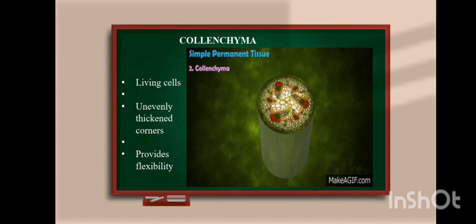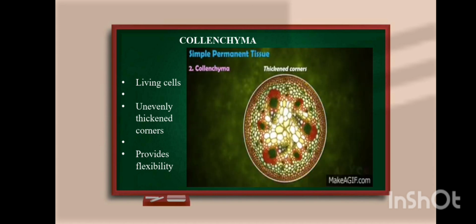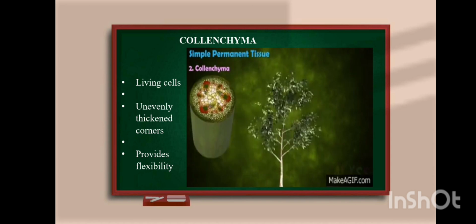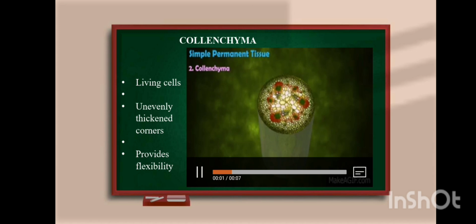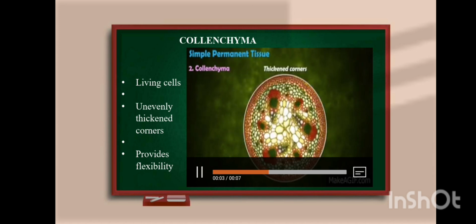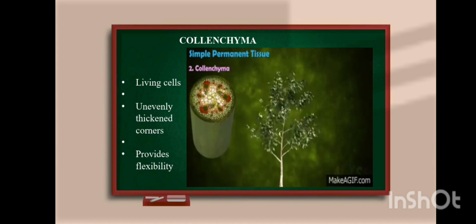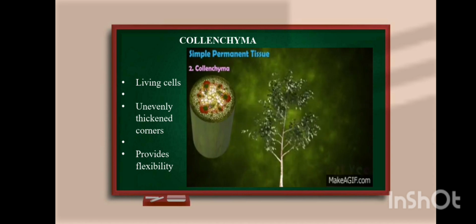They are unevenly thickened corners. It provides flexibility. Mainly three functions: living cell, unevenly thickened corners. The collenchyma provides flexibility and support to young growing parts of the plant such as stems and leaf stalks.